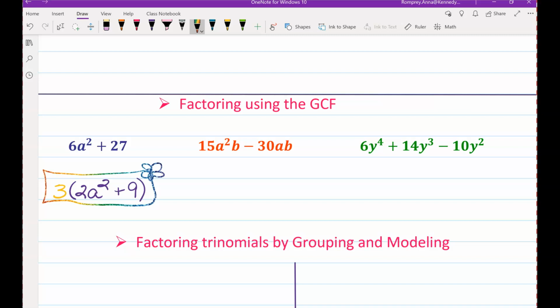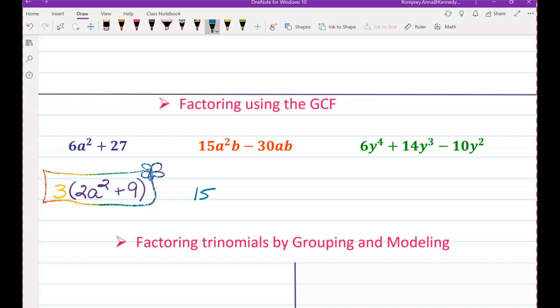So let's look at 15a squared b minus 30ab. Okay, so this has got a little bit more going on. First, I'm going to start with my coefficients. So 15 and 30, and technically negative 30. What goes into both? I look at my smaller number, factors of 15. 1 and 15. 3 and 5. So what goes into 15 and 30? 3, yes. 5, yes. 15, yes. All right, so they both have a factor of 15. Cool beans. I'm going to take that out.